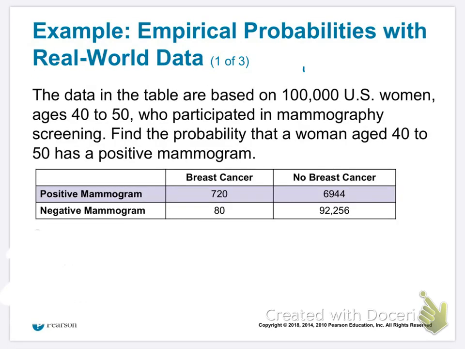So here, the data in the table is based on 100,000 U.S. women ages 40 to 50 who participated in a mammography screening. Find the probability that a woman aged 40 to 50 has a positive mammogram. So we know the total.